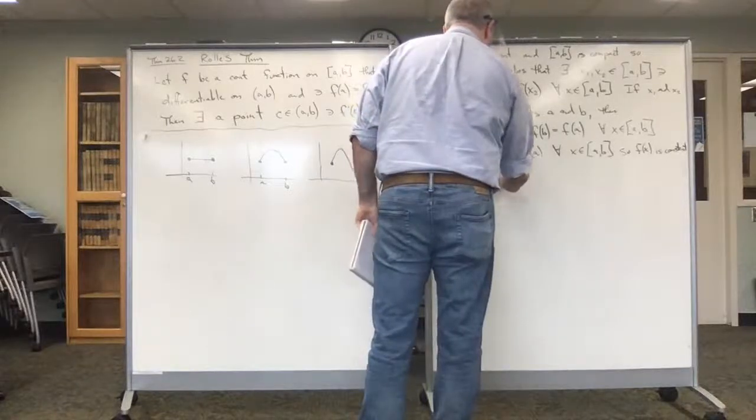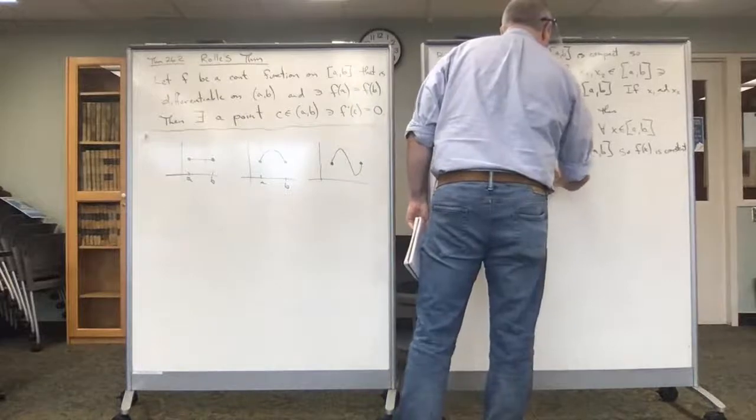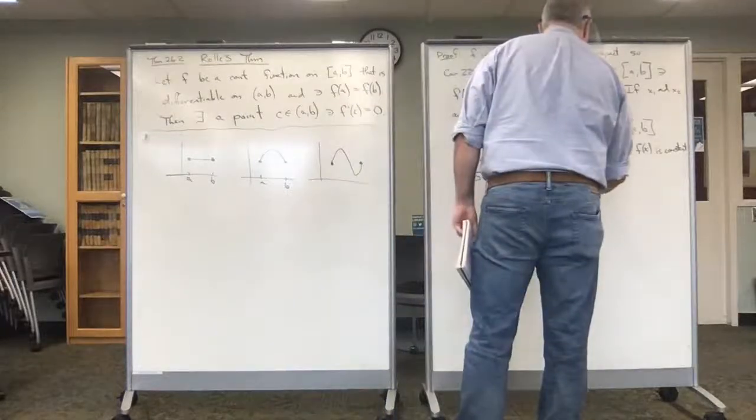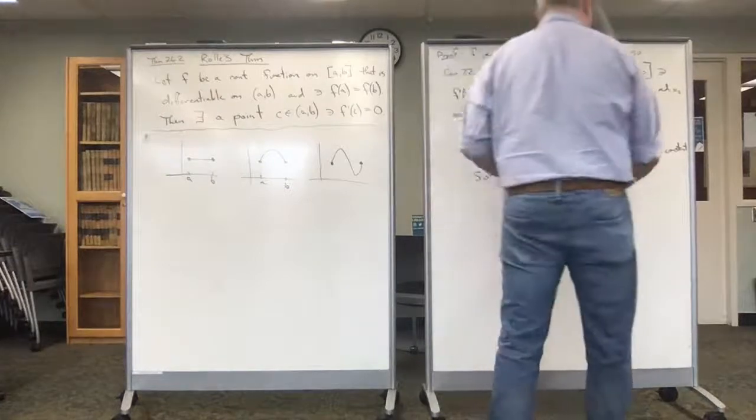So that means that f prime of x is equal to 0 for all x in the open interval from A to B, and we are done.